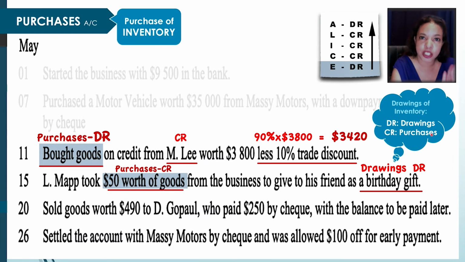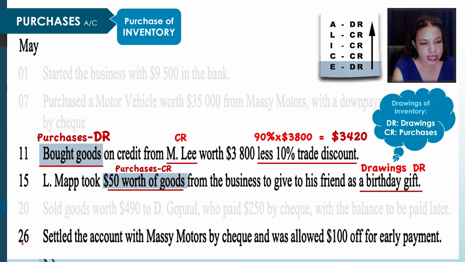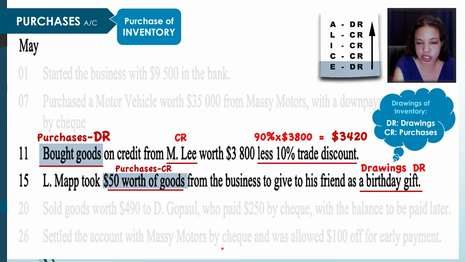For inventory, purchases is the credit. Sweet. So you check the 20th. Is there anything with purchases? No. The 26th, is there anything with purchases? No. So that means that our two transactions for the purchases account would be the 11th and the 15th of May. So now we're going to go to the account.